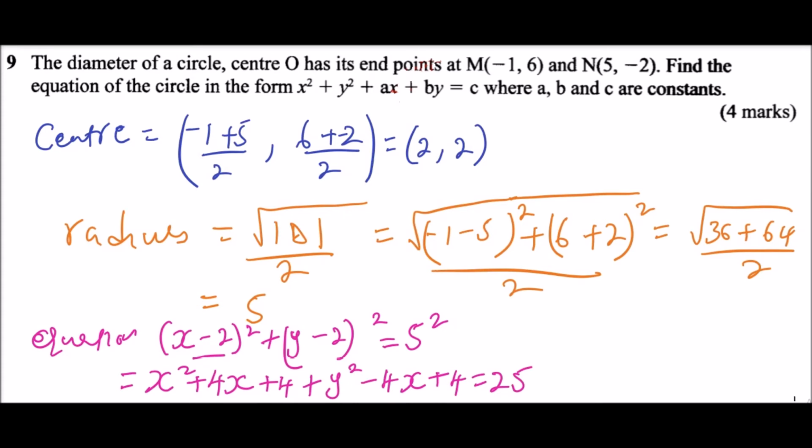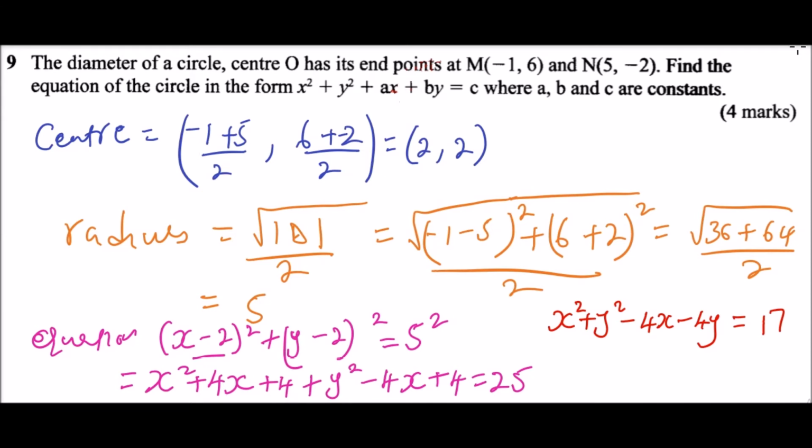So we rearrange and say x squared plus y squared minus, now we take 4x plus 4y, minus 4y, not plus 4y. Then we have 4 plus 4 is 8. We take it to the other side. We subtract 25 minus 8, we get 17.